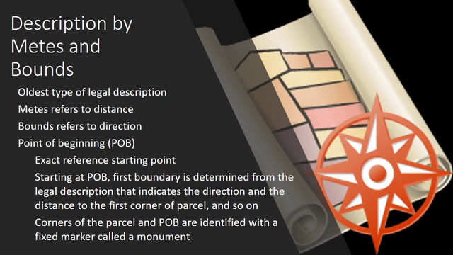Description by metes and bounds. This is the oldest type of legal description. Metes refers to distance and bounds refers to direction. It starts at a point of beginning. That's an exact reference. It's the starting point. So starting at the point of beginning, the first boundary is determined from the legal description as you're reading it. And that indicates the direction and distance to the first corner of the parcel and so on. Now, corners of the parcel and the point of beginning are identified with a fixed marker called a monument.